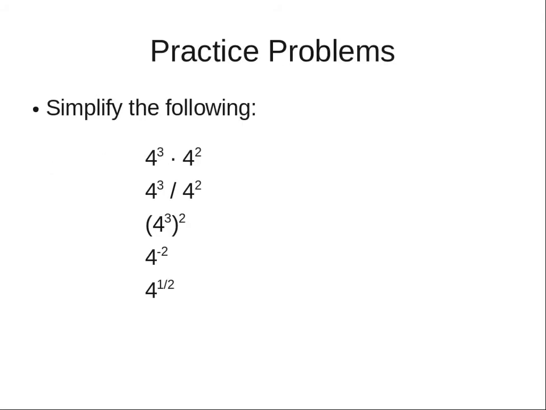All right, would you please simplify the following? I have here 4 cubed times 4 squared, and then 4 cubed divided by 4 squared, 4 cubed, that whole quantity squared, and then 4 to the negative 2 power, and then lastly 4 to the 1/2. Okay, so stop the video and try all of these now.